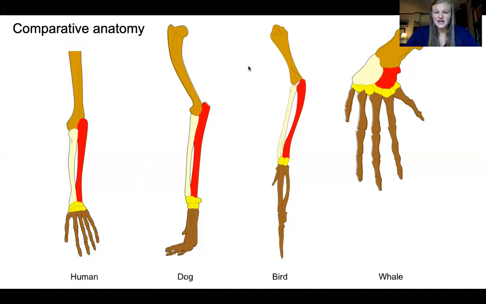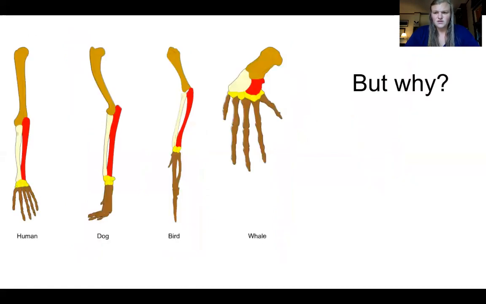The study of all of this is called Comparative Anatomy. And this study is what has allowed us to look at these structures, see these similarities, and try to make something of it.